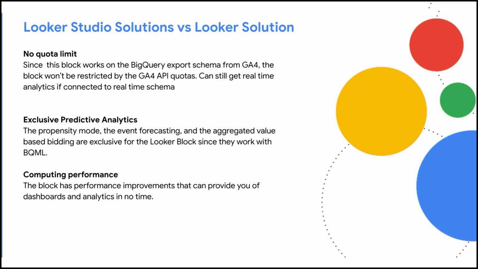The key difference is that you won't rely on the GA4 API, so it won't be limited by any quotas. Instead, Looker uses the BigQuery export schema, so it doesn't have any quota restrictions. One thing that makes this Looker block different from other solutions is that it has exclusive predictive analytics. These analytics are only available on this block because they work with BQML. And last but not least, the computing performance will have a significant impact on the use of this block. After the installation, you'll have your dashboards in no time.